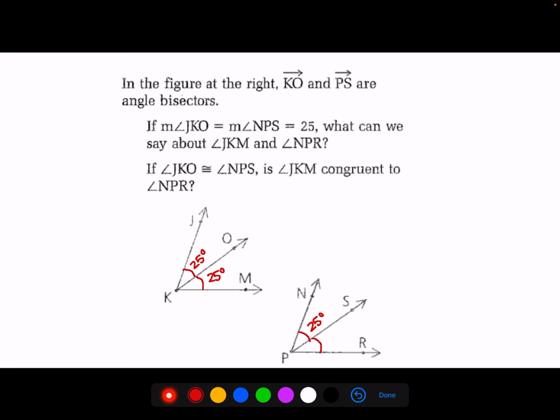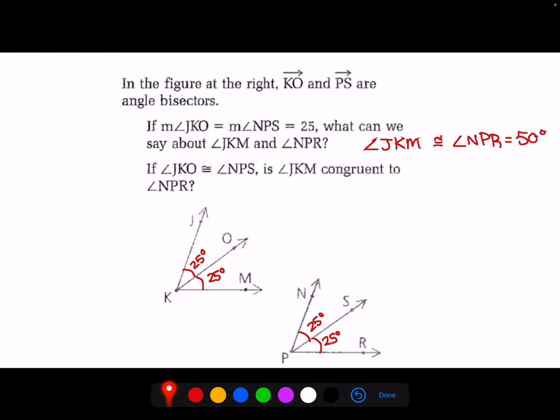So we have all these 25-degree angles. So therefore I can say that angle JKM is congruent to angle NPR, which is equal to 50 degrees. If we look at this, JKM is the whole angle, and 25 plus 25 gives us 50.